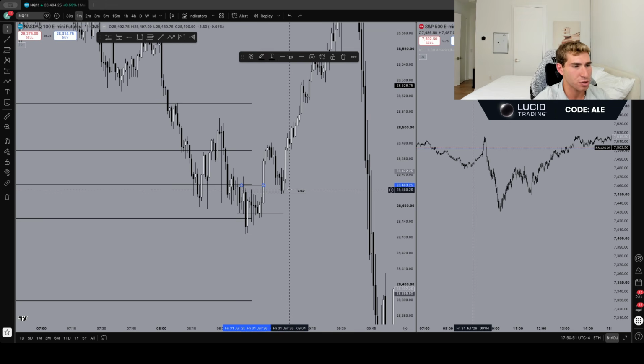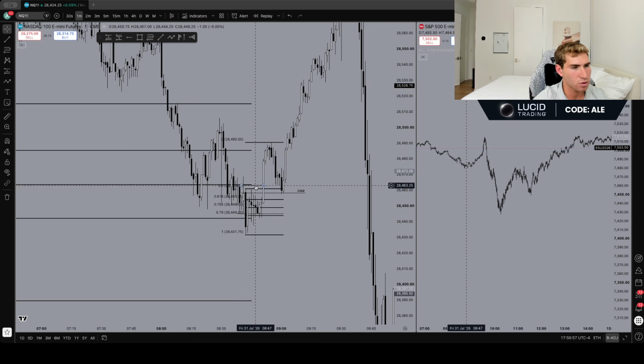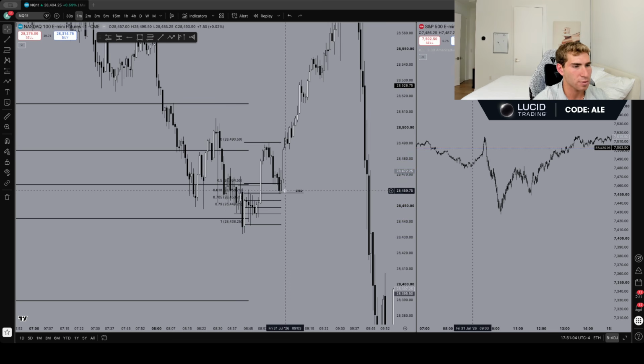And from there, you can see price retraces into it. Oh, let's see what it also retraces into, right? It also retraced into 0.5 of the range. So it is 0.618 of the range, aligned with the CISD, aligned with a fair value gap.